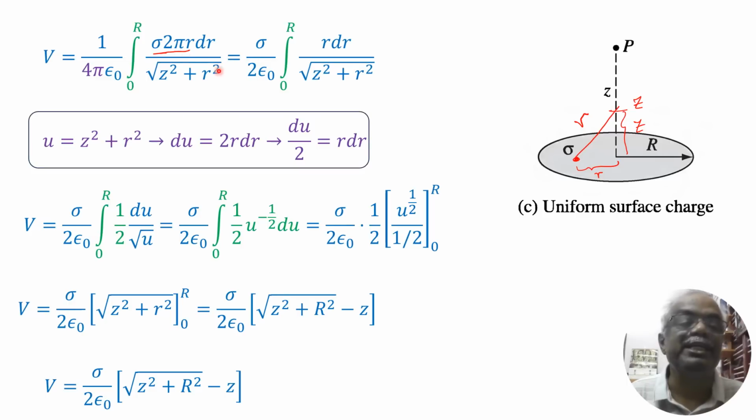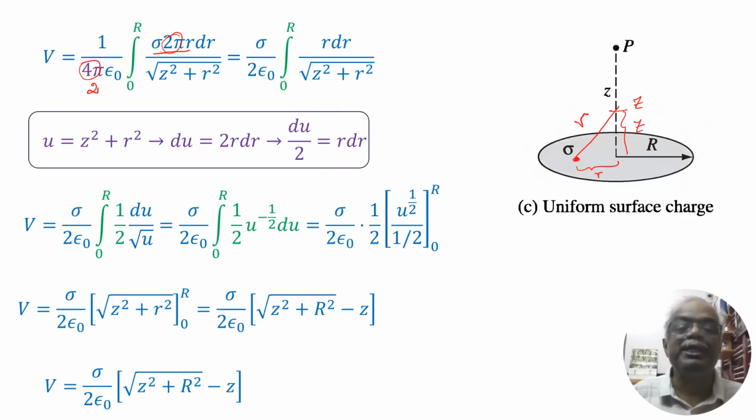Now you can take the constant out. Before that, we can cancel this 2 pi and 4 pi will become just simply 2. So this can be written as sigma over 2 epsilon naught, integral between 0 to R, r dr divided by square root of z squared plus r squared.